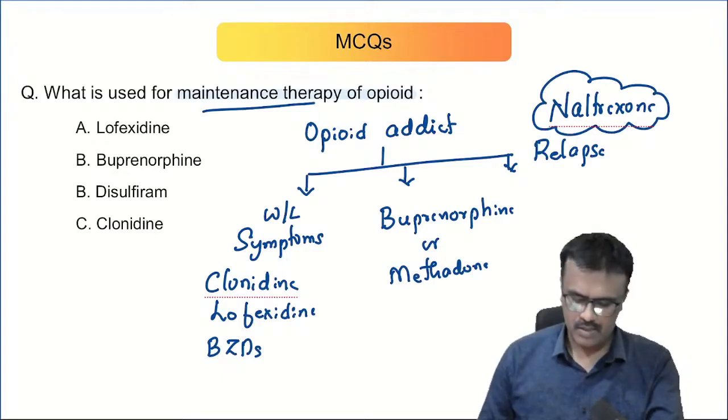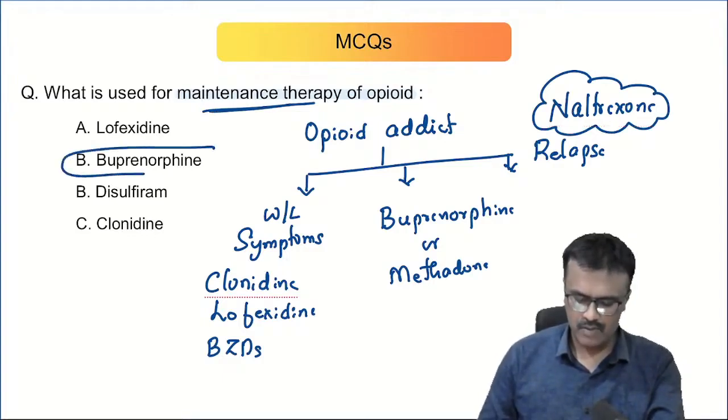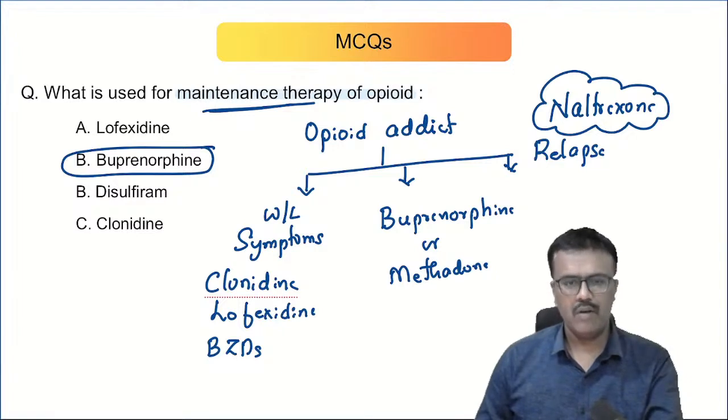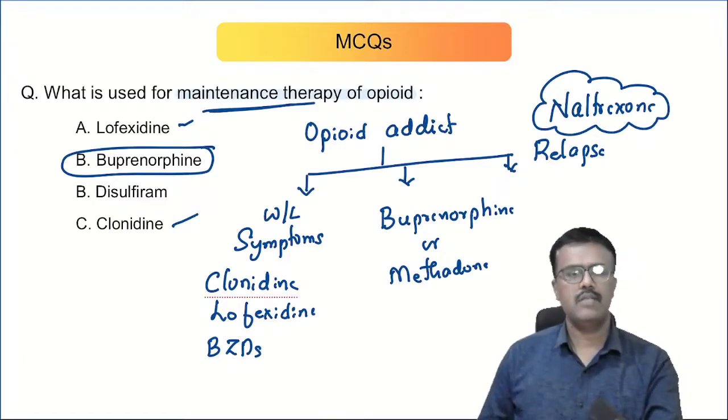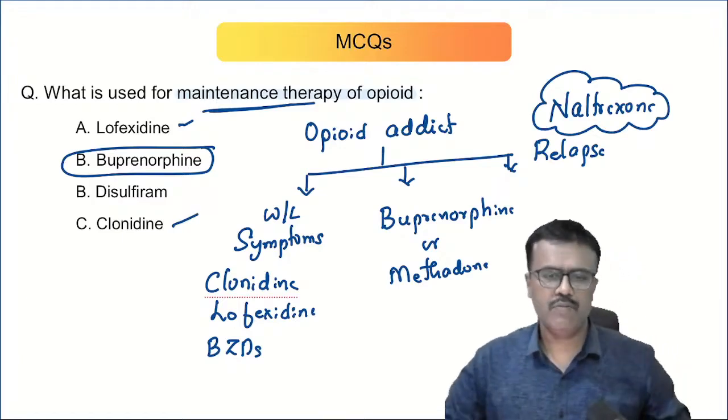So here, maintenance therapy, what I can give is buprenorphine, or if there is methadone in the option, you can give it. Lofexidine and clonidine, they are used to treat withdrawal symptoms. Disulfiram is for alcohol.